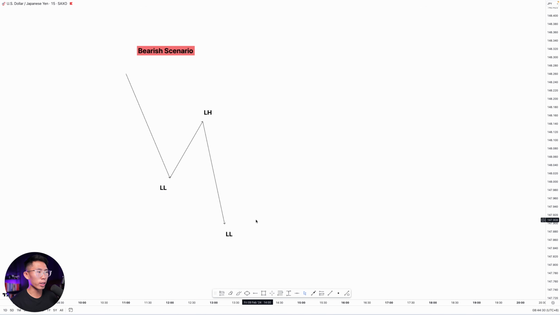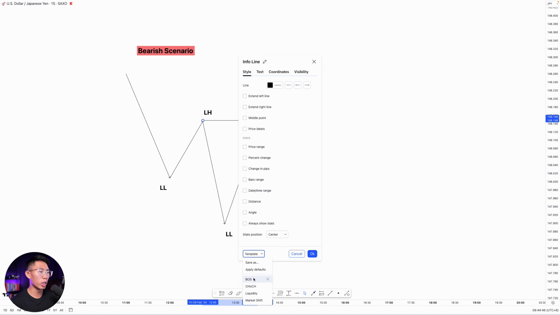And what we want to do is to wait for some sort of market shift, right? And this is the last lower high. So in order for market shift to happen, price has to break through the last lower high right there. And there we have your market shift right here, ladies and gentlemen.